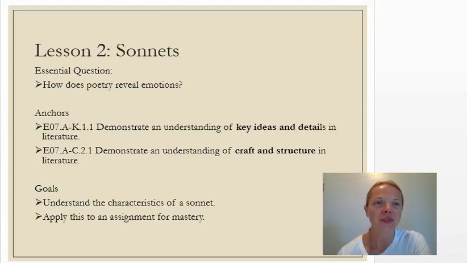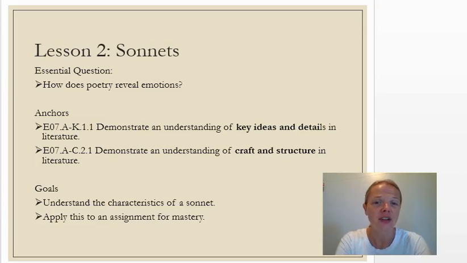Hello, wonderful 7th graders, and welcome to Lesson 2, which is on sonnets. Today's lesson deals with the essential question: how does poetry reveal emotions? You're working with 2 anchors today for mastery, which is demonstrating an understanding of key ideas and details in literature, and demonstrating an understanding of craft and structure in literature.